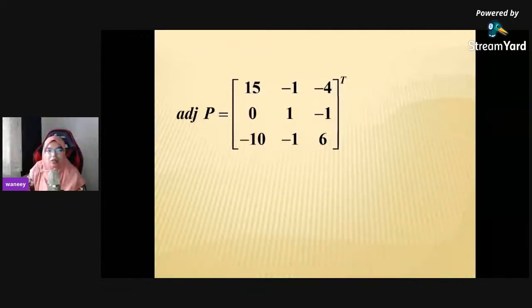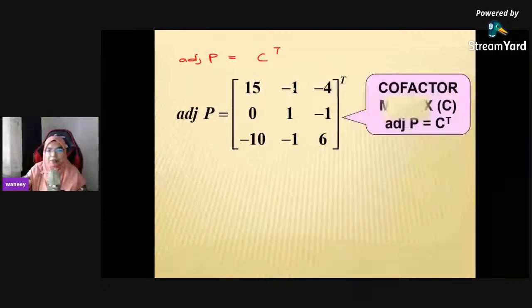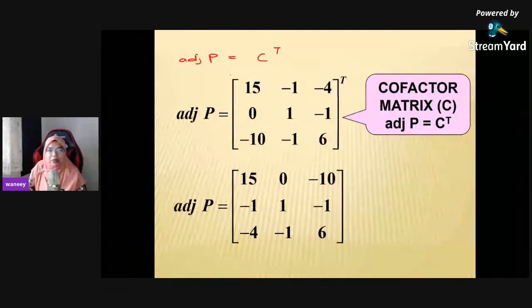So now the formula for adjoint. So adjoint is cofactor transpose. So now for this cofactor, we're going to transpose them. So take the first row, change it to the first column. So 15, negative 1, negative 4 as the first column. 0, 1, negative 1 in the second row. That one will become the second column over here. Third row, negative 10, negative 1, 6. That one will become the third column.